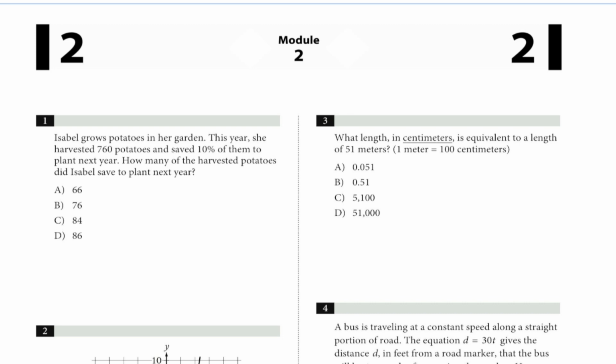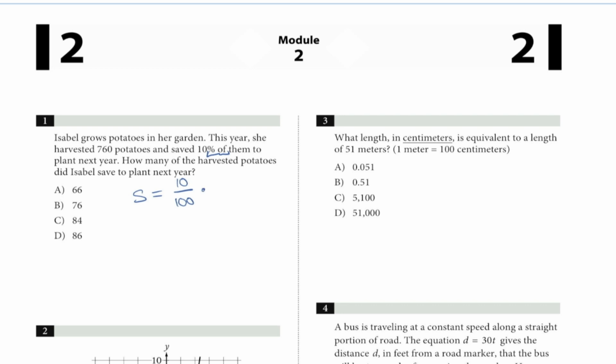All right, so look at number 1. It says Isabel grows potatoes in her garden. This year, she harvested 760 potatoes and saved 10% of them to plant next year. How many of the harvested potatoes did Isabel save to plant next year? So for this question, we hopefully can see how it relates to where we're doing 10% of the potatoes. Whenever they say percent of, that basically means times. We're saying that the saved potatoes is equal to 10% of, so times, the number of potatoes.